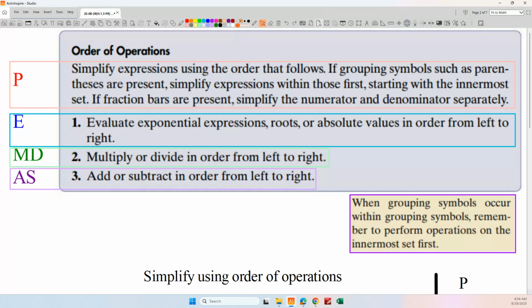So let's quickly review order of operations. You guys all know this. Did you learn PEMDAS or GEMDAS? PEMDAS. That could also be a G for grouping. It doesn't make any difference. What do we mean by this?